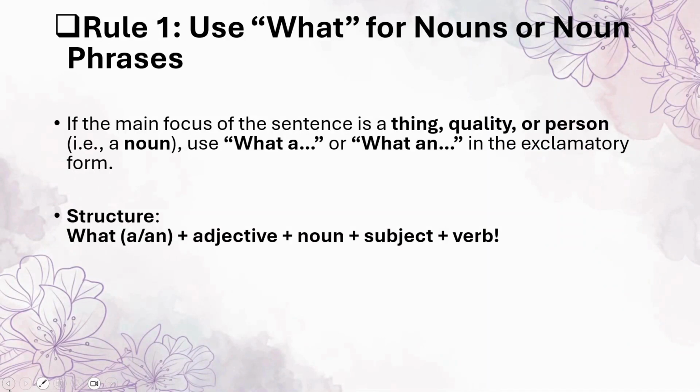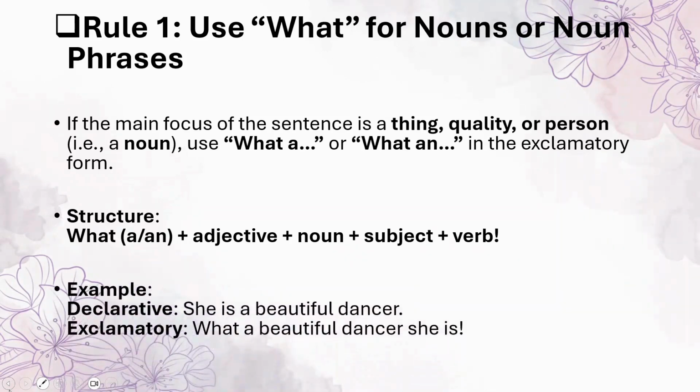Let me repeat it again for you slowly. What, plus a or an, plus the describing word, that is adjective, plus noun, plus subject, plus verb, then the exclamatory sign. This structure gives us a beautiful and expressive exclamatory sentence. Let's understand with an example. Let's take this declarative sentence: She is a beautiful dancer.